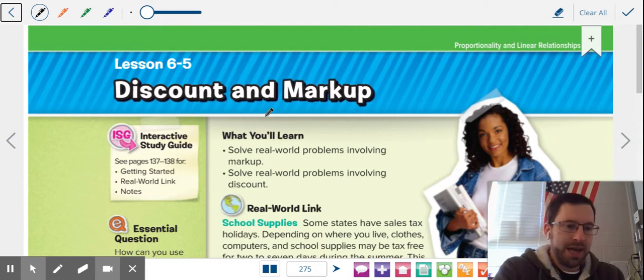Today we are looking at discount and markup. This is lesson 7.5, well, from unit 7.5. I know it says lesson 6.5. It's chapter 6 in the book. So what is discount? What is markup?